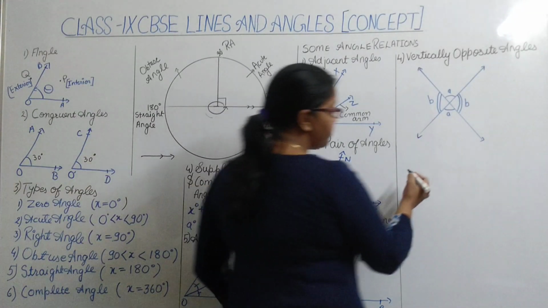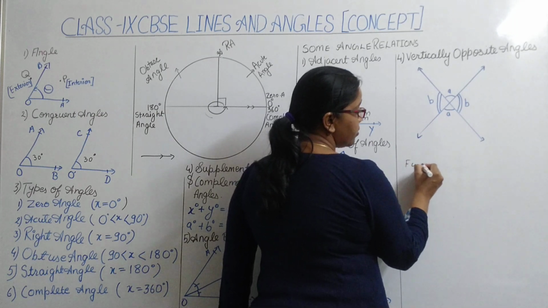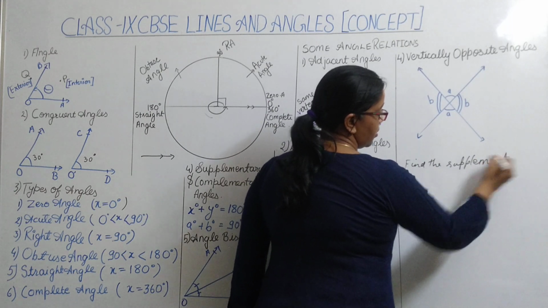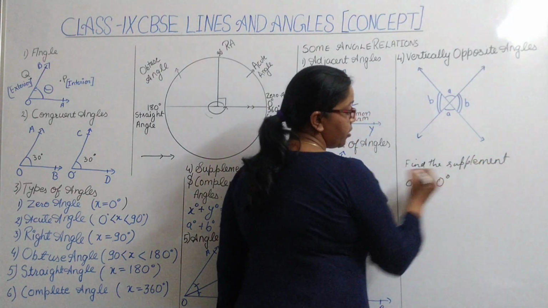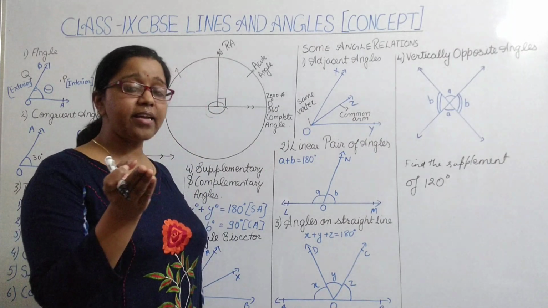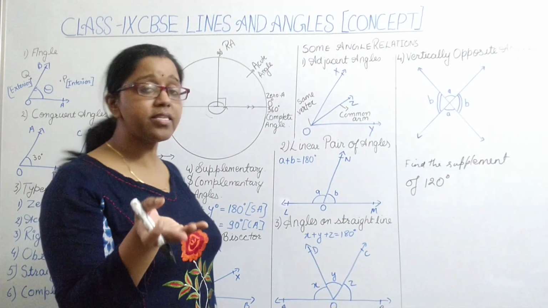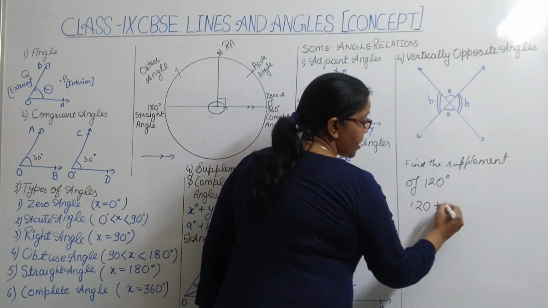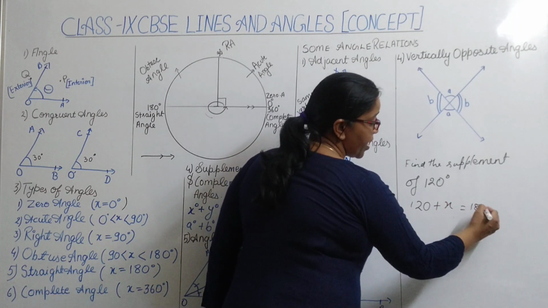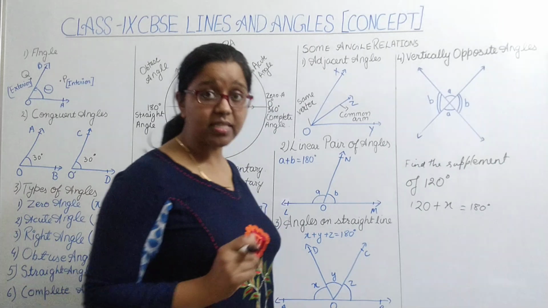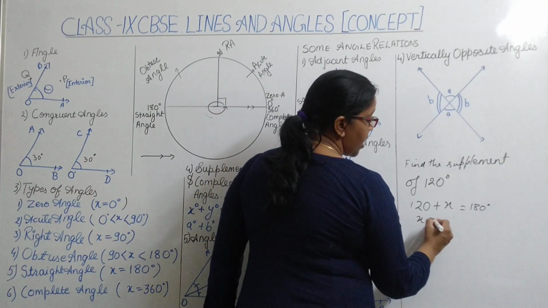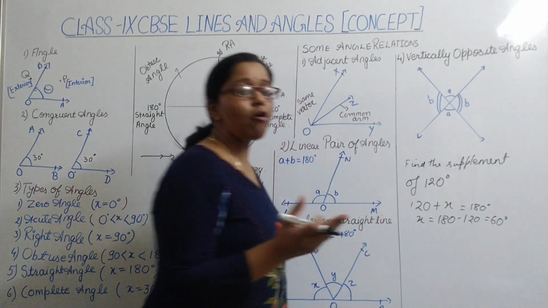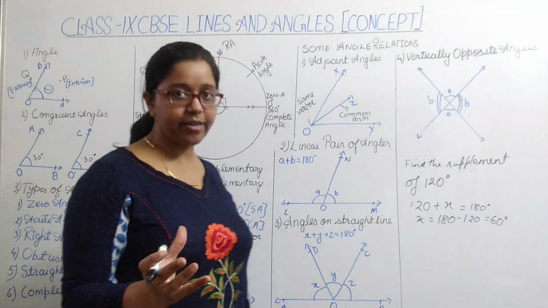Suppose the question is: find the supplement of 120 degrees. We know that if the other angle is x, then the sum of the two angles should be 180 degrees. So 120 plus x should be equal to 180 degrees to make them supplementary angles. Okay, so x will be how much? 180 minus 120 will give you 60 degrees. So this is how you can find the supplement of a particular angle.